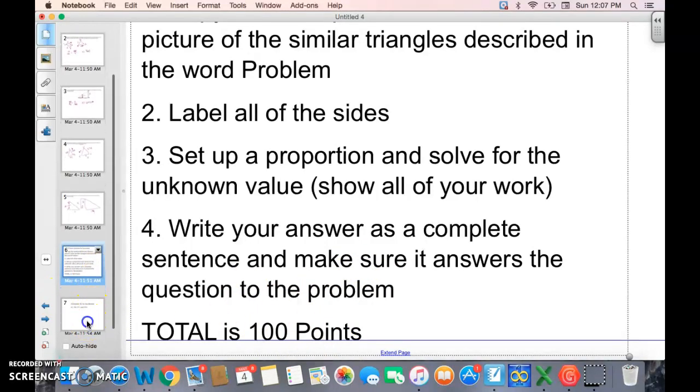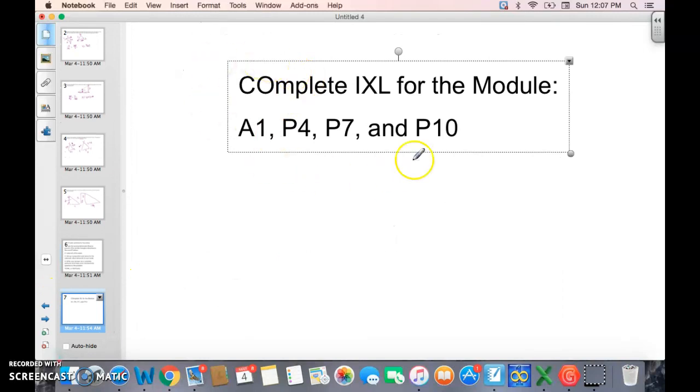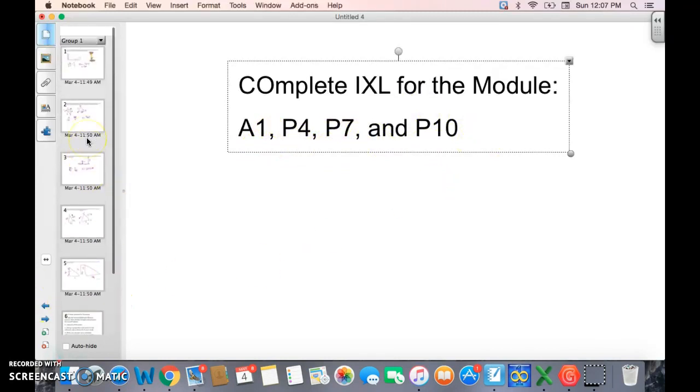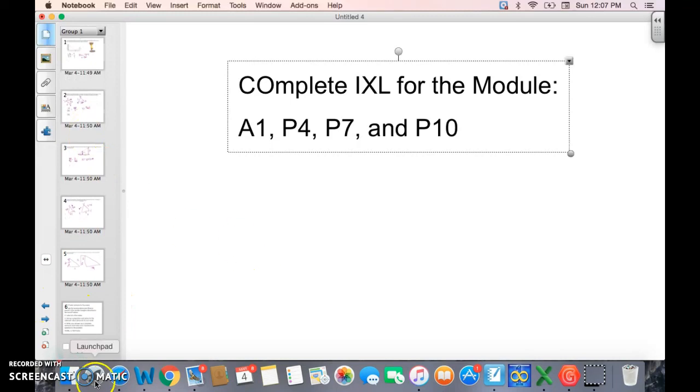Okay, and when you finished your poster, you may complete IXL for this module, A1, P4, P7, and P10. All right, if you have any questions, please ask, and somebody will help you out.